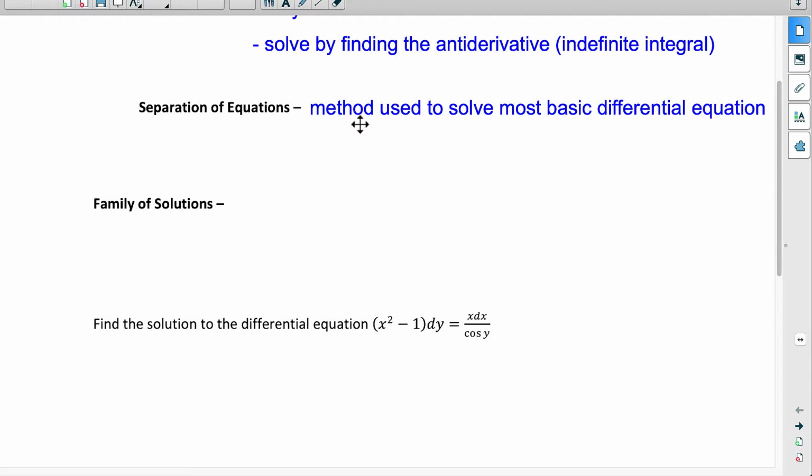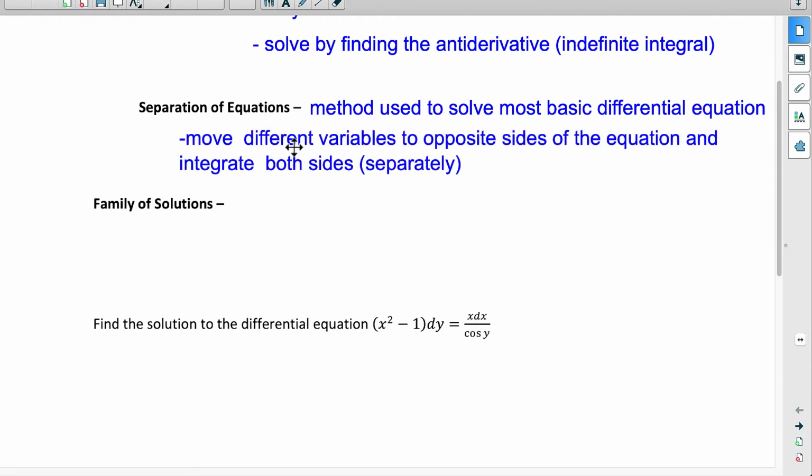So basically, this is the method used to solve the most basic differential equations, and what you do is you move the different variables. You probably often have x's and y's. It doesn't have to be, but it often will be. You're going to move them to opposite sides of the equation, and then you're going to integrate both sides separately. You'll integrate one side with respect to x, you'll integrate the other side with respect to y. Okay, and what this is going to give you, for the first type of questions we do, is a family of solutions. In other words, it's a solution that contains a constant, or a plus c term.